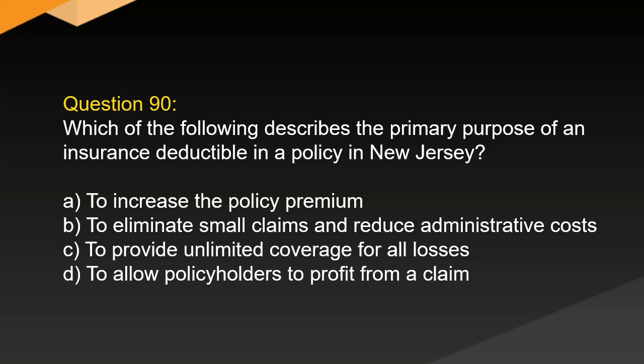Question 90. Which of the following describes the primary purpose of an insurance deductible in a policy in New Jersey? A. To increase the policy premium. B. To eliminate small claims and reduce administrative costs. C. To provide unlimited coverage for all losses. D. To allow policyholders to profit from a claim.